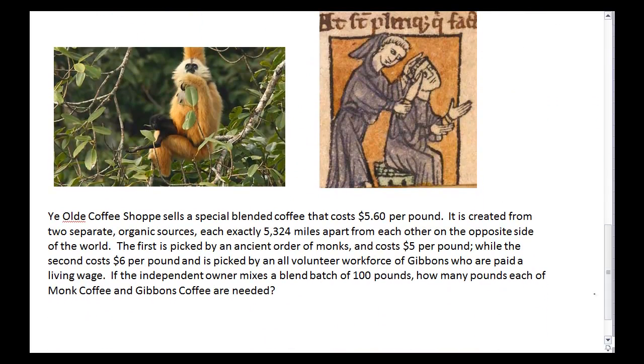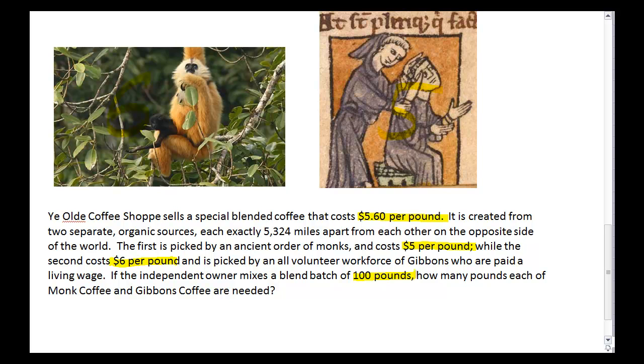So here's my word problem. The Old Coffee Shop sells a special blended coffee that costs $5.60 per pound. It is created from two separate organic sources. Each is exactly 5,324 miles apart from each other on the opposite sides of the world. The first is picked by an ancient order of monks and costs $5 per pound, while the second costs $6 per pound and is picked by an all-volunteer workforce of Gibbons who are paid a living wage. If the independent owner mixes a blend batch of 100 pounds, how many pounds each of Monk coffee and Gibbons coffee are needed?